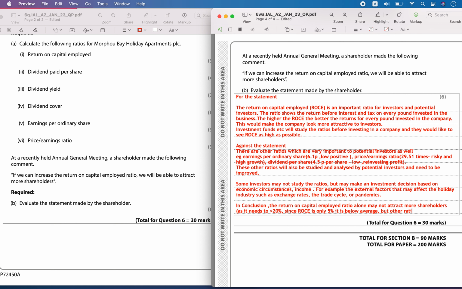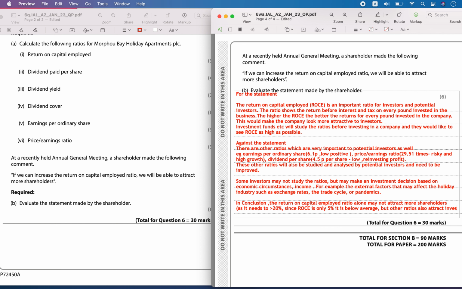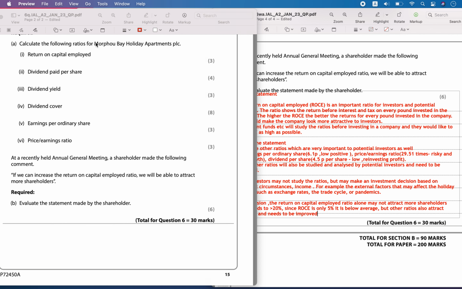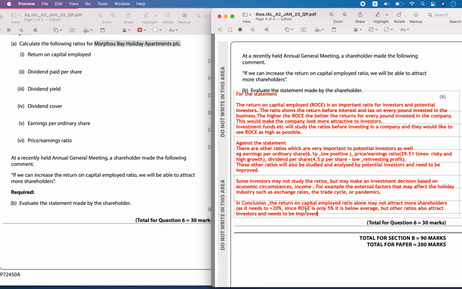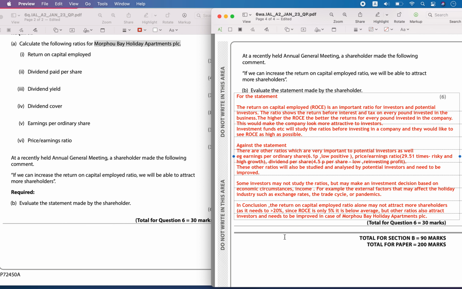But other ratios also attract investors and need to be improved, in the case of Morphou Bay Holiday Apartments PLC. You have to give a conclusion, but back it up with your judgment.